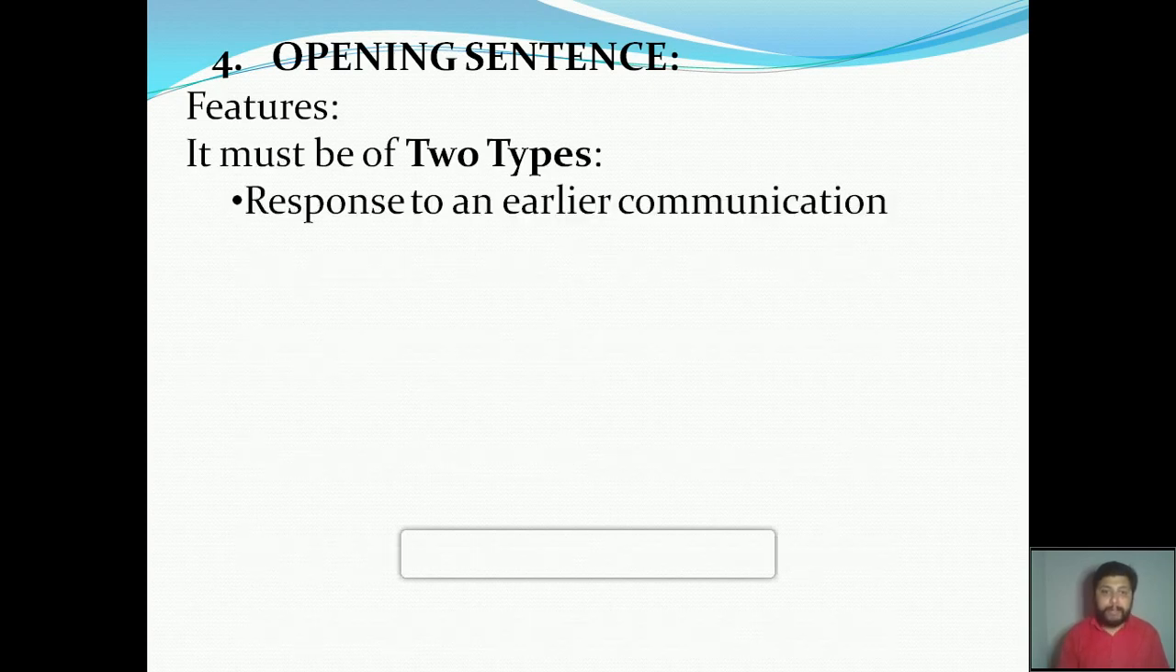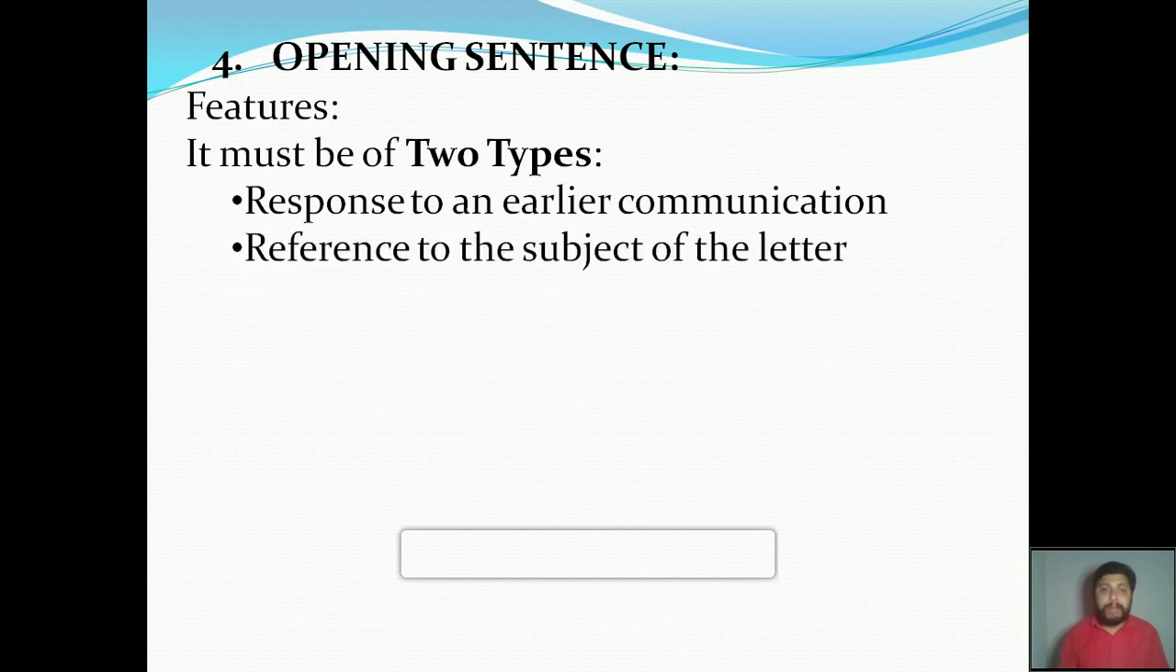Now let's move to the next element, that is opening sentence. What are the features of the opening sentence? It must be of 2 types: response to an earlier communication or reference to the subject of the letter. The first one means somebody sent you a letter and you are writing a response to that letter. That's what is meant by response to an earlier communication.